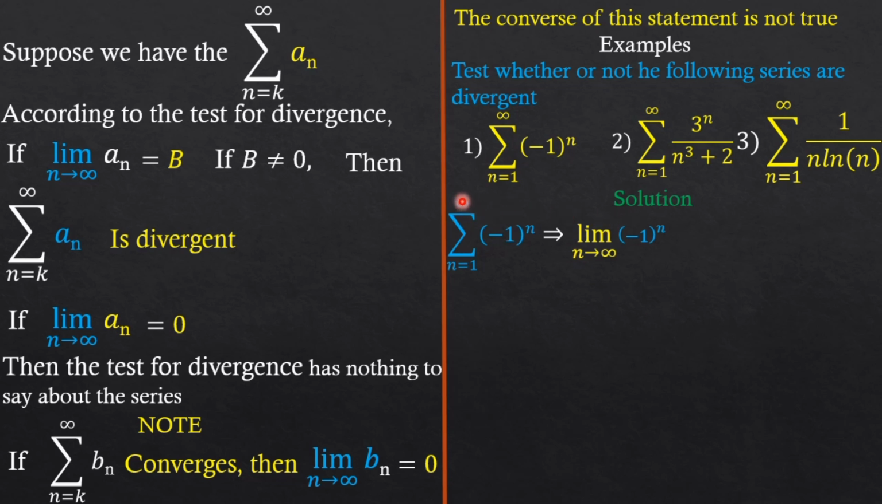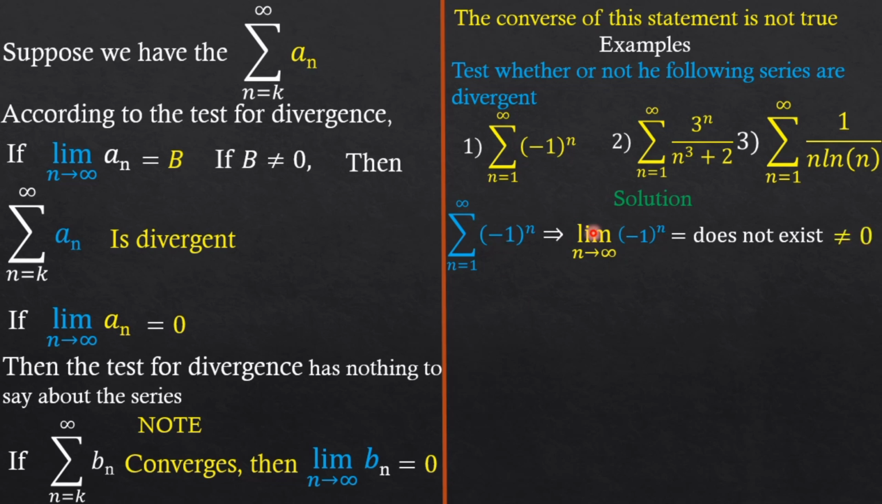Let's keep in mind, friends, that if n becomes 1, we are going to have negative 1, and when n becomes 2, we are going to have 1. So this series keeps on alternating between negative 1, 1, negative 1, 1, and so on and so forth. Therefore, no matter the value of n, when n becomes so large, this limit does not exist. The limit of this series does not exist.